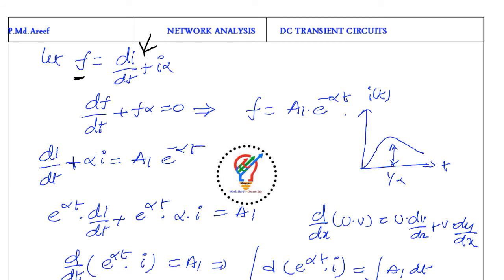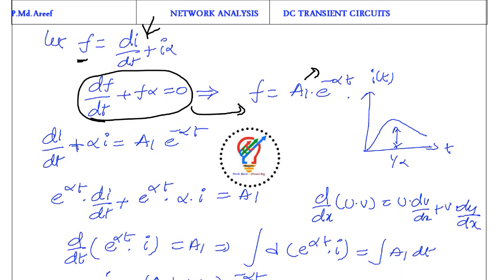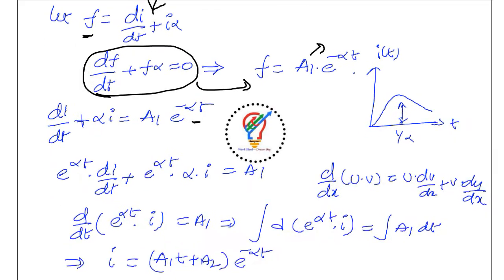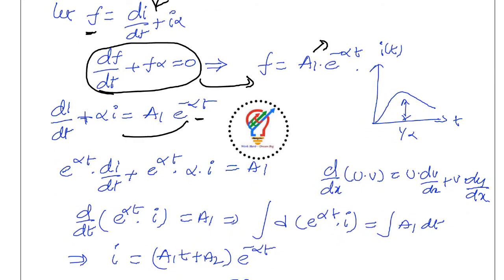When we have this kind of first order equation, as we have seen, the solution will be in the form of f is equal to a1 into e power minus alpha t. Here I am taking another constant a1. Now what is f? f is nothing but di by dt plus alpha into I, equal to a1 into e power minus alpha t. If we cross multiply this equation with e power alpha t, e power minus alpha t into e power alpha t will give 1.